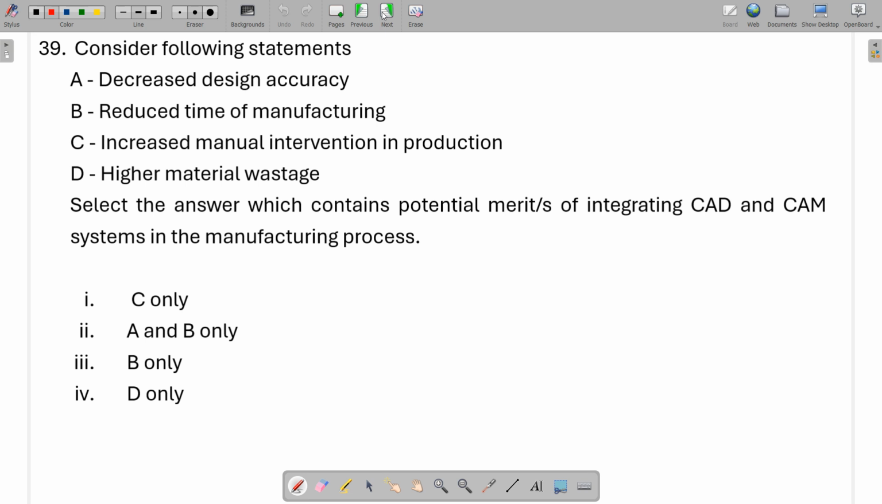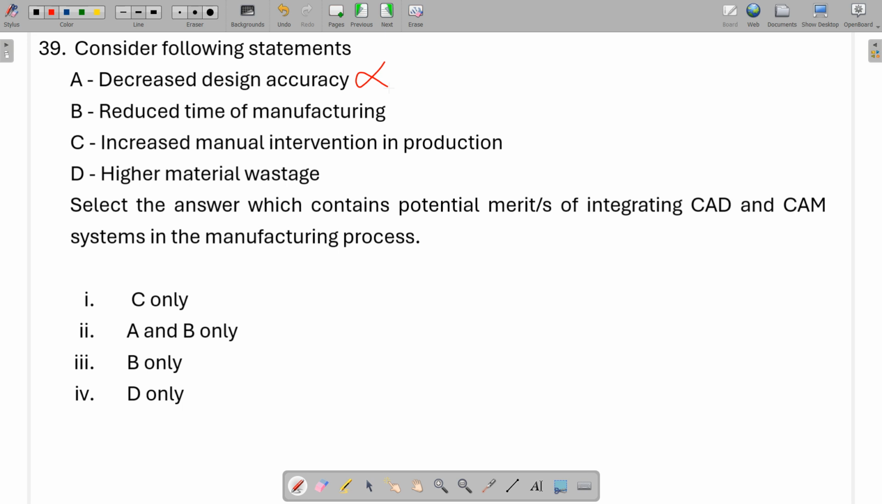39, consider the following statements, and the question they are asking is: select the answer which contains potential merit or merits of integrating CAD and CAM systems in the manufacturing process. CAD means computer aided design, CAM means computer aided manufacturing, right? So designing and manufacturing done with the aid of computing. They are asking for the merits, the benefits. Decrease design accuracy. Actually, when CAD and CAM are there, the design accuracy will be high. It is not decreased, it will be increased. So this is not going to be a merit.